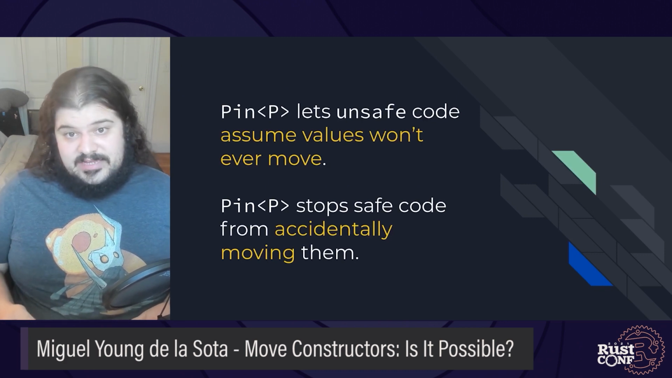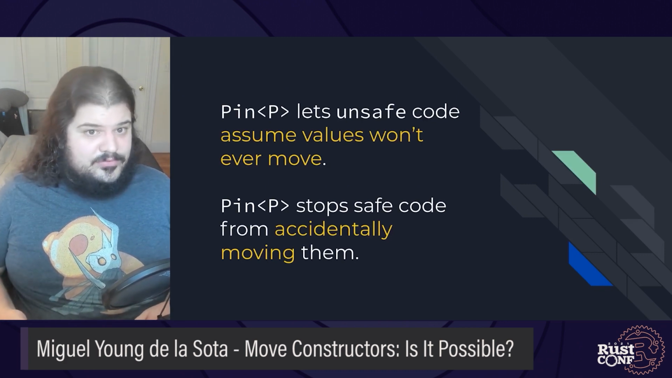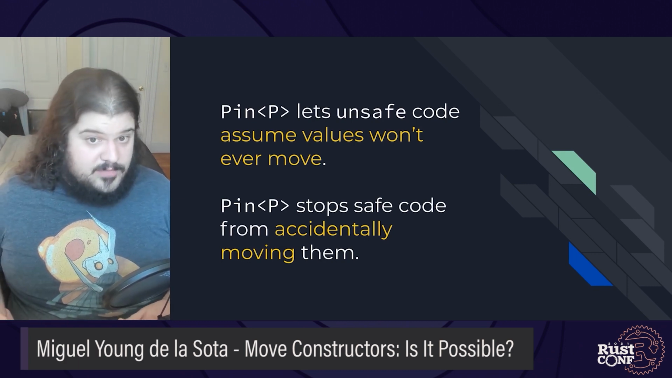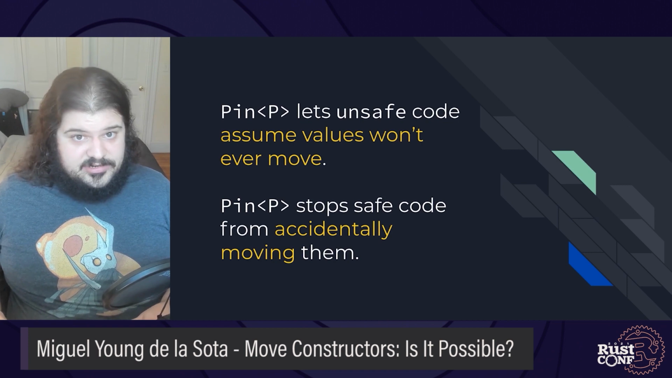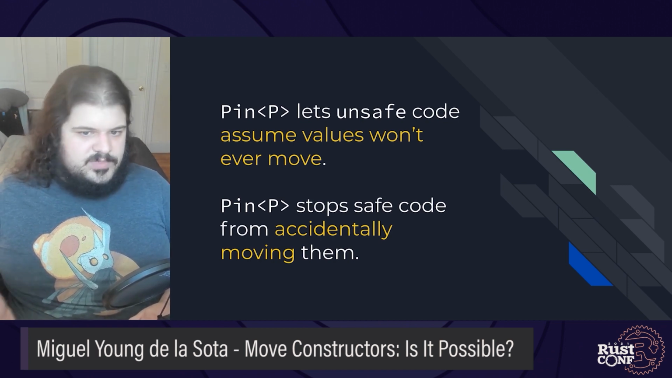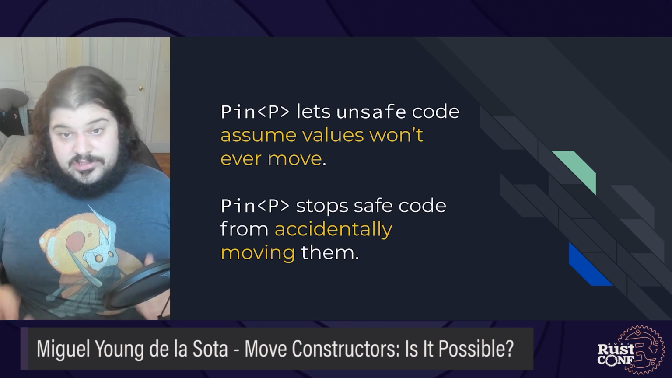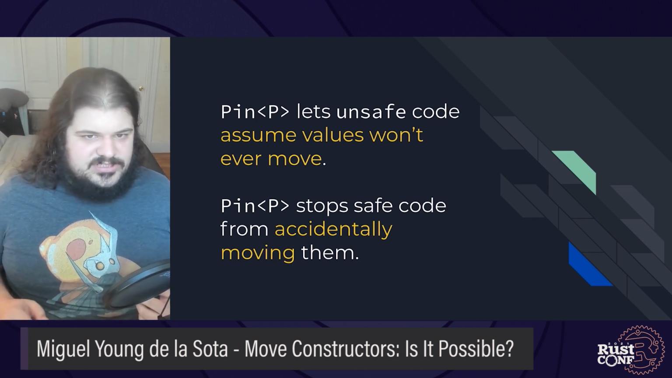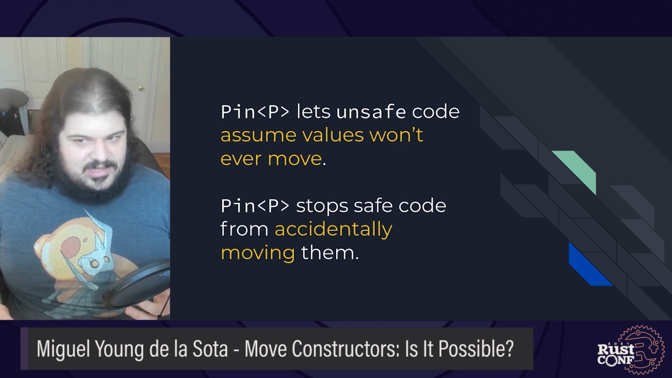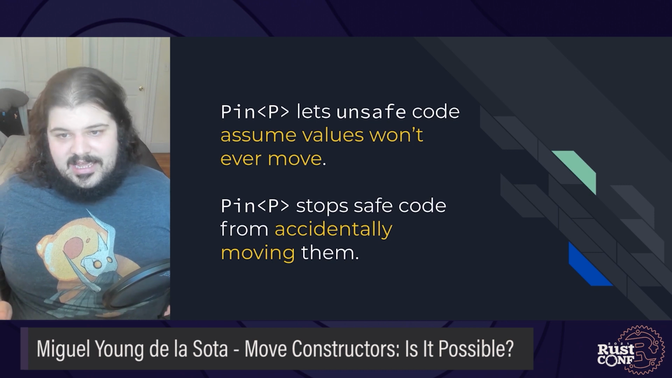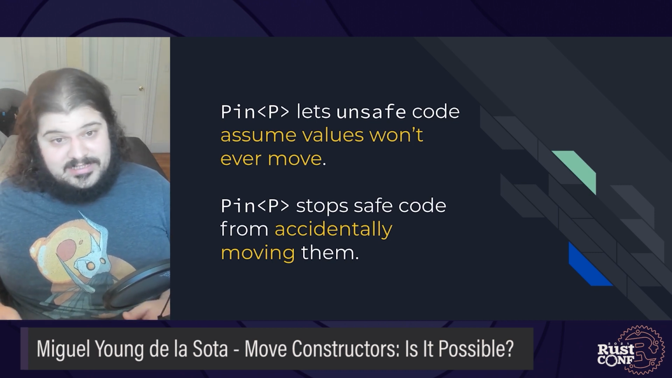Pin lets us write unsafe code that requires certain values never move. There are a number of reasons you might want to do this. This comes up most commonly when writing asynchronous code in Rust, but there are other situations in which it's useful, for advanced data structures. It also enforces this in safe code. This means that safe code can't accidentally move stuff or do things that unsafe code doesn't expect.